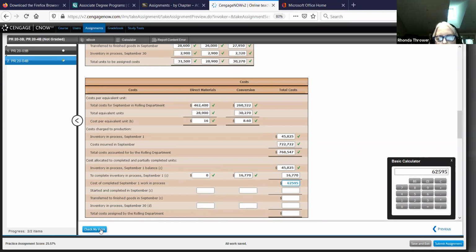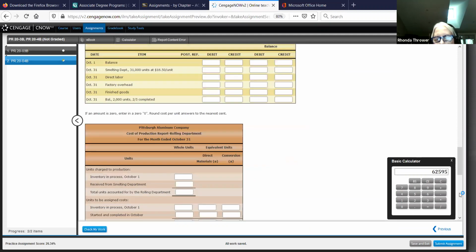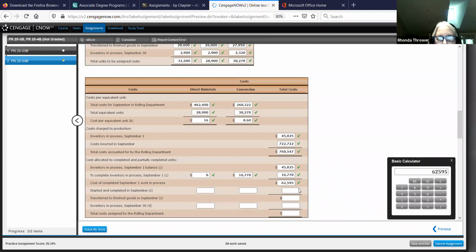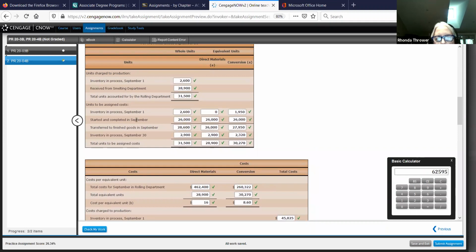Check your work to make sure your math is right. And we're okay to move forward. And the next part, they want to know what it costs you to start and complete units in the month of September. So we need to know what our started and completed units are first. So I'm going to go back to the top part of our cost of production report. Here's where we've got started and completed units.